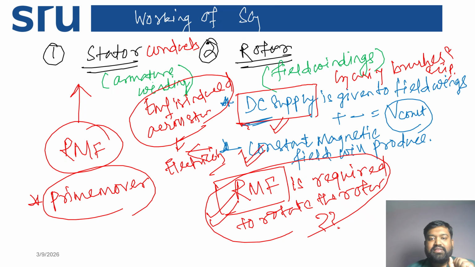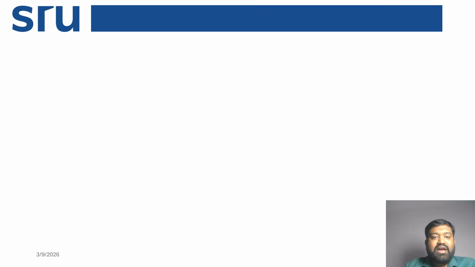But there is another question: why DC supply? For that reason, I am explaining this point. There are actually two types of exciter. You see here that I have mentioned why DC is required. Maybe we can use AC also. Then what is the solution? Two types of exciter are required.